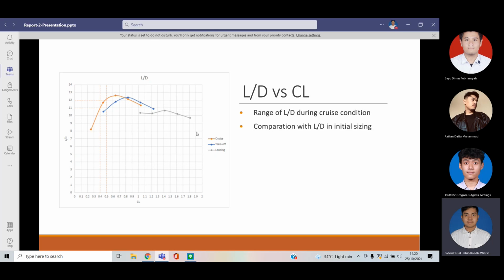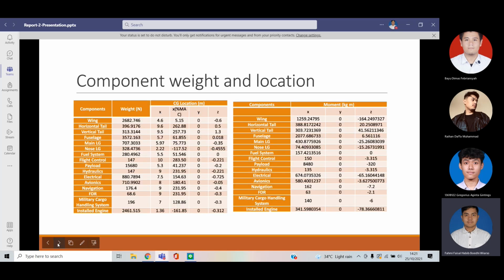If we compare the obtained L/D in this design, the current L/D is higher than the initial sizing. We assumed the L/D was 10, but in this design we obtained 11 to 12. And then the next one will be presented by Jerry.